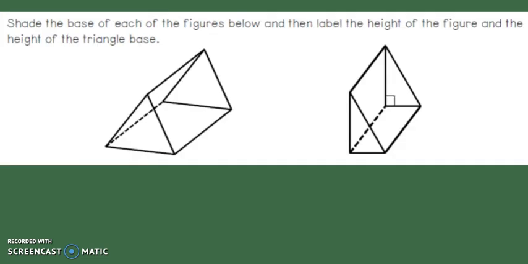We're going to shade the base of each of the triangular prisms below. Since it's a triangular prism, the triangle will be the base. So there is our base. Since it's a prism, we have 2 bases. There is our second base. And then our second triangular prism. There's our first base. And there is our second base.